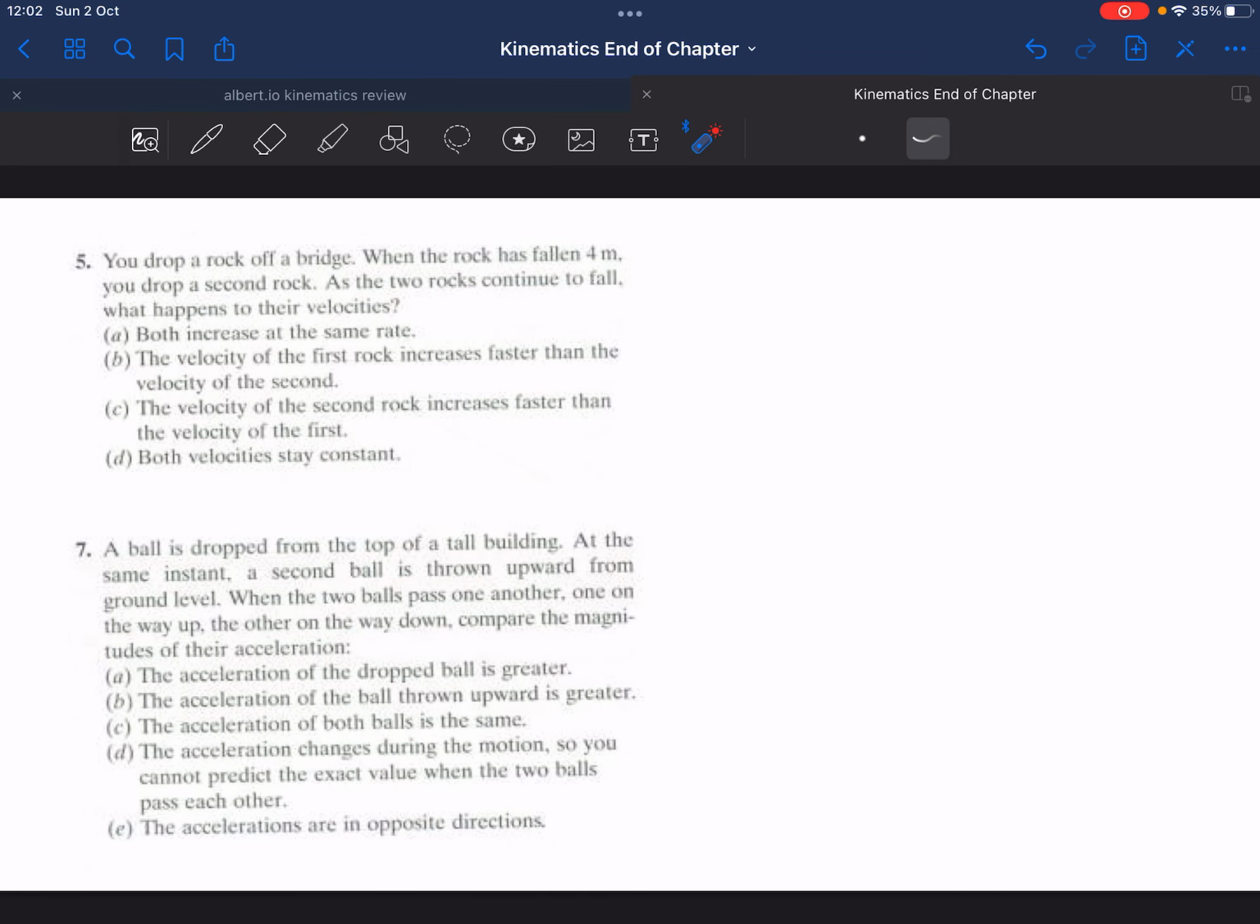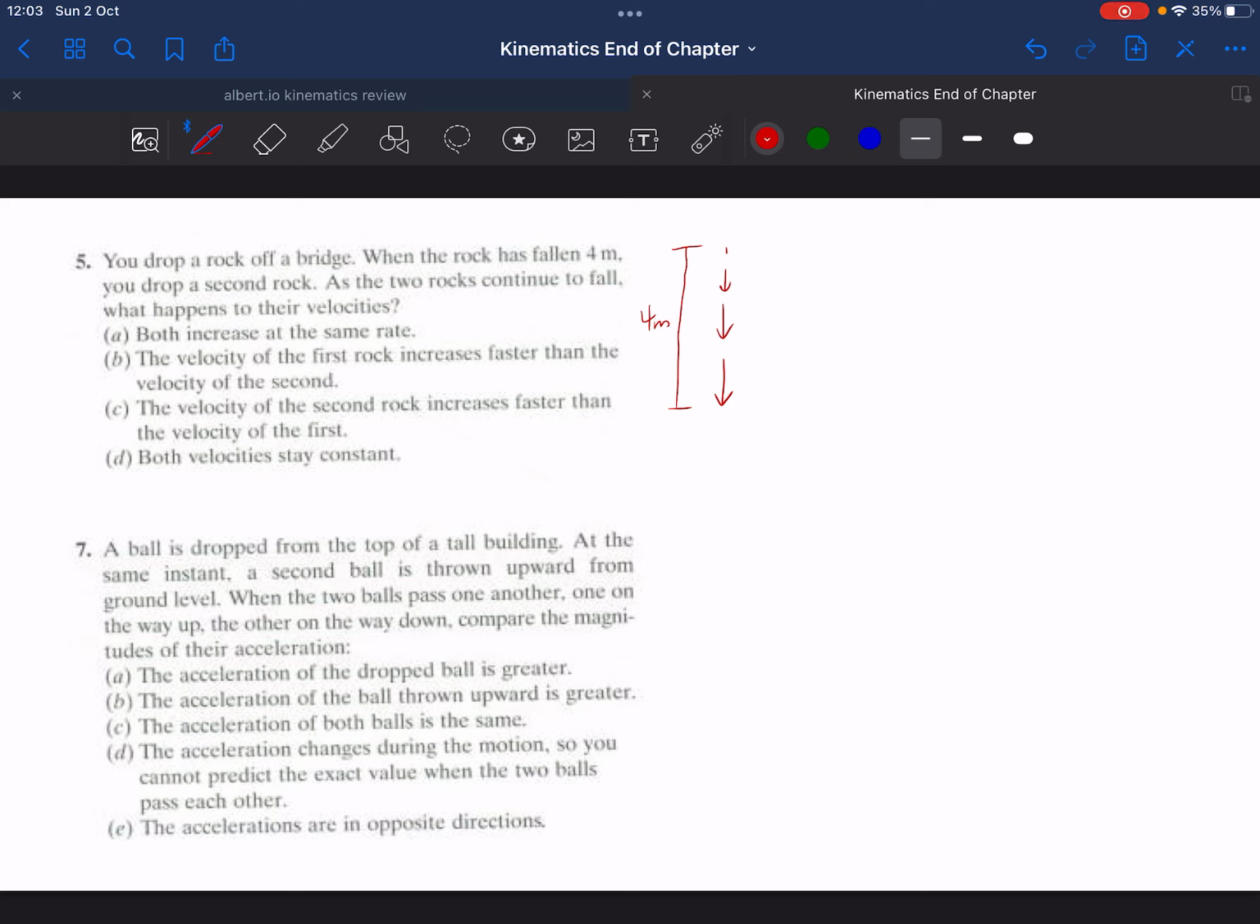Okay, number 5, you drop a rock off a bridge. When the rock has fallen 4 meters, you drop a second rock. As the 2 rocks continue to fall, what happens to their velocities? All right, so if we're going to draw what's happening here, you drop a rock, and the rock is going to fall. So I've got a red rock right here, and we'll call this 4 meters. Okay, so the red rock has fallen 4 meters.